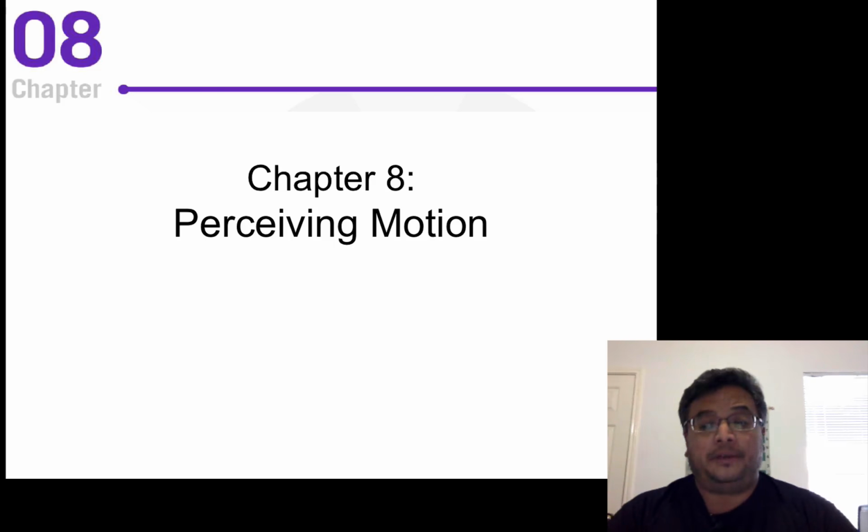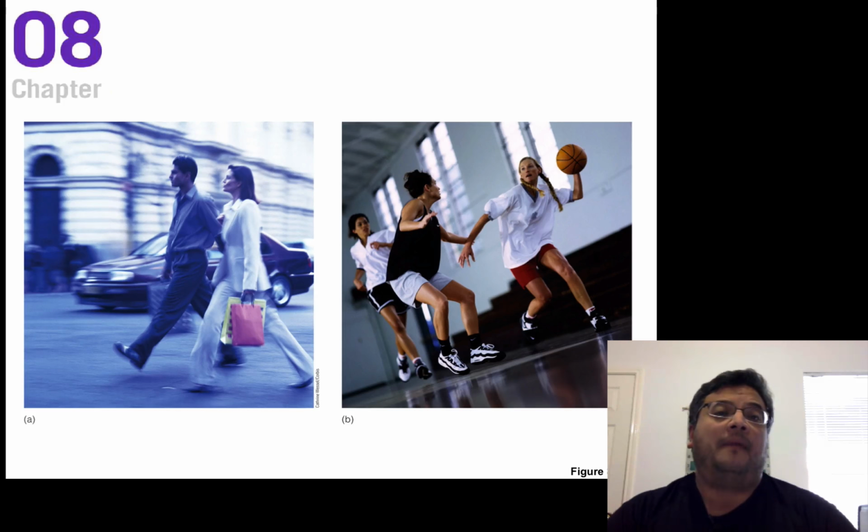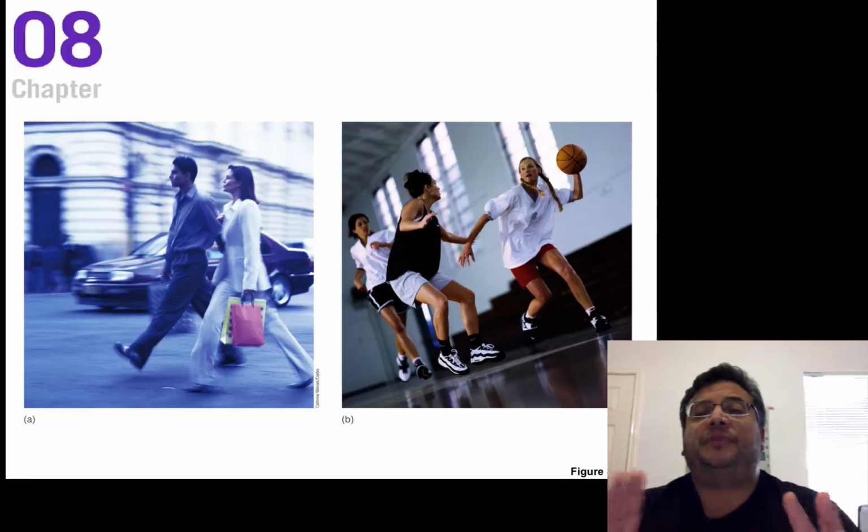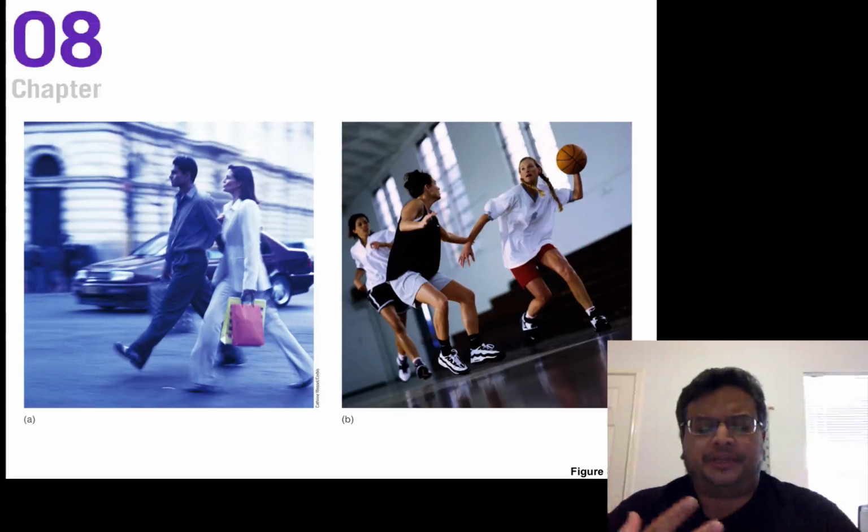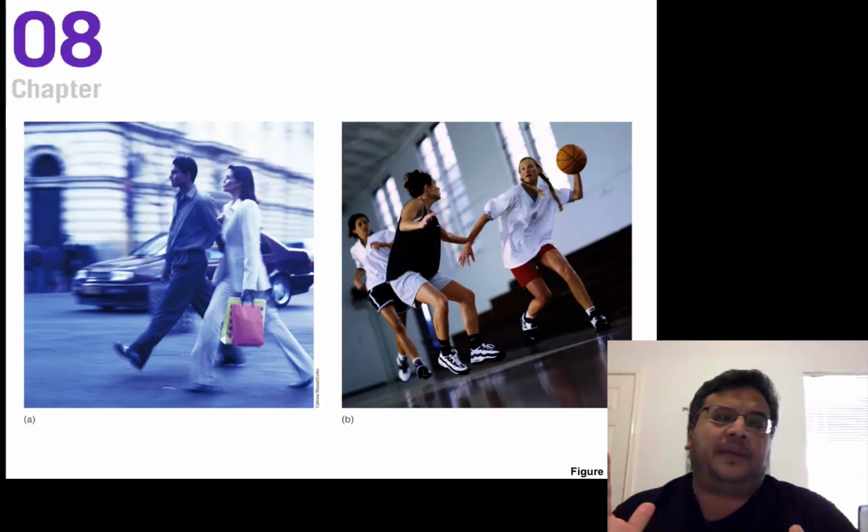Chapter 8, Perceiving Motion. So we perceive motion in a number of different situations, obviously. The two fundamental situations in which we perceive motion are, the first, where we are stationary and we are observing objects passing in our field of vision. We're seeing things moving in our field of vision. Or when we're moving and we see things moving in our field of vision as well.